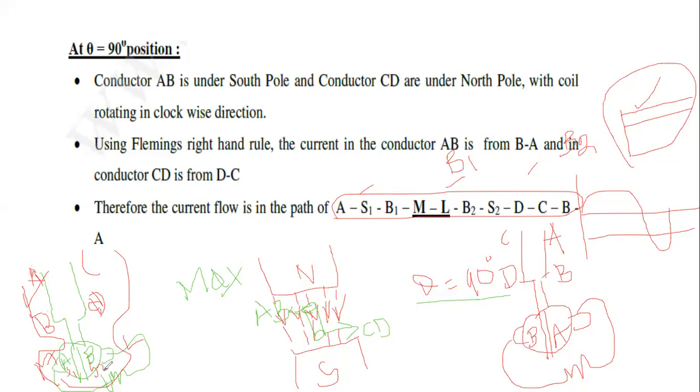What is the main purpose of split rings? When the split rings rotate, automatically the conductor is also rotated. In the previous case, that is the slip rings case, only the conductor is rotated and the commutator segments do not rotate. That's why the output waveform is obtained like this. But when we use the commutator segments, the commutator segments and the conductor are both rotated.